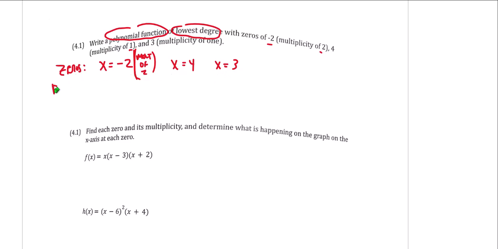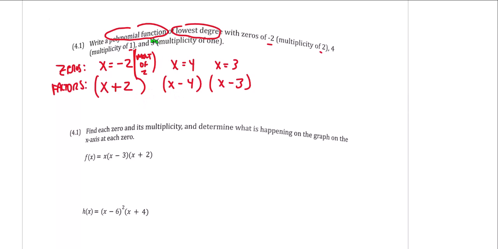Remember that the way that we get from our zeros to our factors, which is what we want to do here in order to write this polynomial function, is we simply write an x, a minus, and then the zero, an x, a minus, and then the zero, an x, a minus, and then the zero. So our factors here are x minus negative 2, x minus 4, and x minus 3. And the x minus negative 2, I'm going to go ahead and erase that and just make it x plus 2. There's the factors of the function.